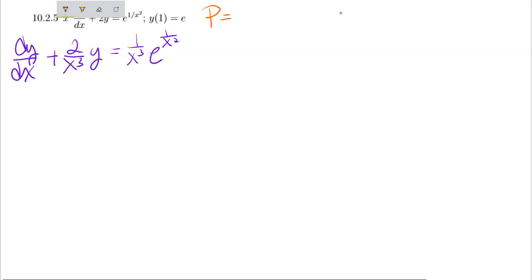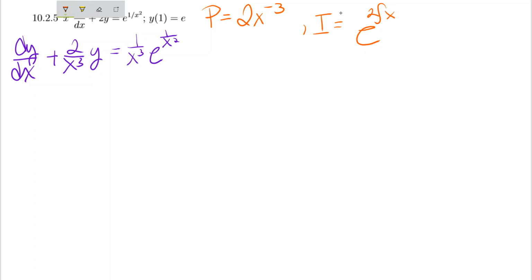So our p function is 2 over x cubed, but I'm going to write it as 2x to the negative 3 so that I can integrate it more easily when I'm coming up with my integrating factor. So e to the integral of 2, I'll just pull the 2 out, x to the negative 3 dx. So we'll get, add 1 to the power and divide by it because I'm integrating. So I'll get x to the negative 4 all over negative 4. Ew. So that's going to be e to the negative 1/2 x to the negative 4th. I am feeling unconfident with that value.